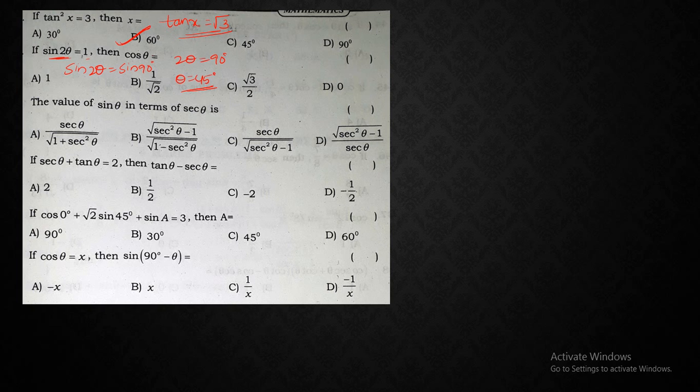So if theta is equal to 45, what did he ask? Cos theta. So which is nothing but cos 45 degrees. So what is the value of cos 45? Cos 45 is 1 by root 2.